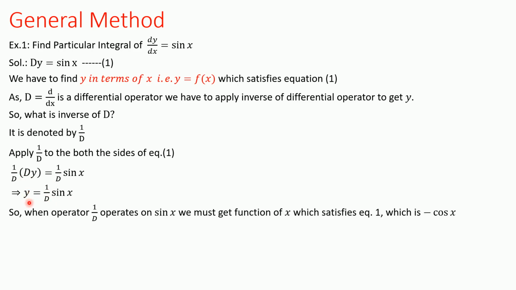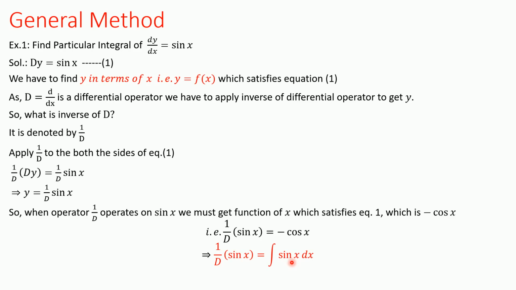When 1 by D operates on sin x, we must get a function of x which satisfies equation number 1. We know the solution has to be minus cos x. You can see the derivative of minus cos x is sin x. So 1 by D of sin x is minus cos x. That means 1 by D of sin x is the integration of sin x dx. So 1 by D behaves like integration. If D is a derivative, 1 by D is integration, the inverse of the derivative. This is how it works for the simple example.